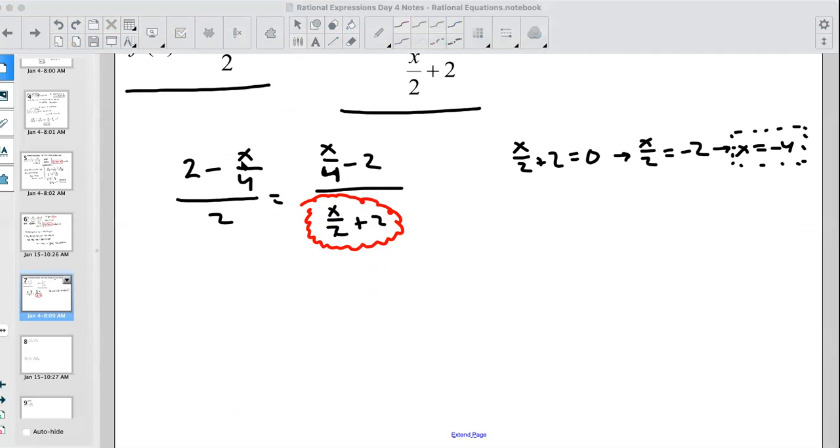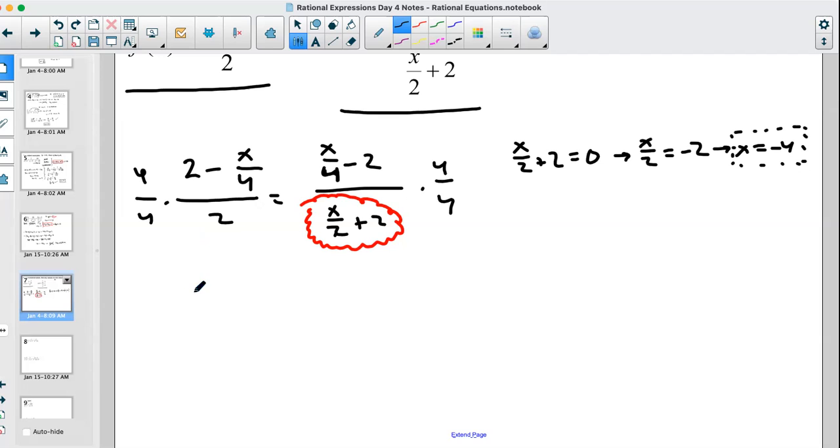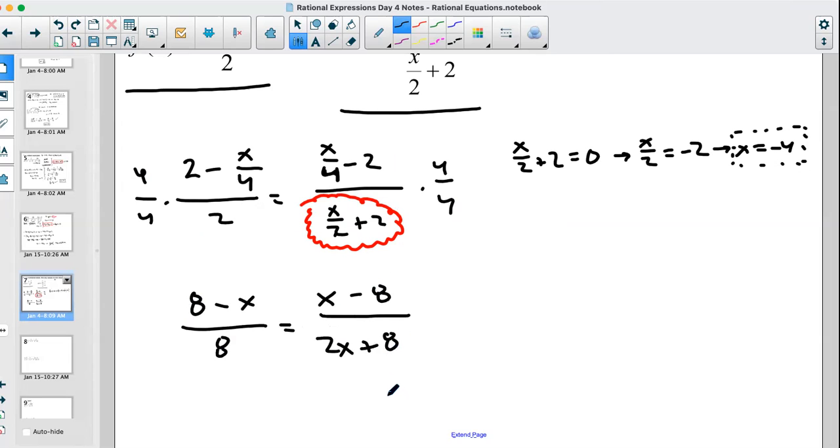So if I look at this first one, I can see that the common denominator is going to be 4. So I'll multiply the top and bottom of this one by 4. And the same thing here. So 4 times 2 is 8. 4 times x over 4 is just x. That's going to be an 8 here. And 4 times x over 4 is x. 4 times 2 is 8. 4 times x over 2, well, 4 divided by 2 is 2 times x is 2x plus 8. So now the question is, are there any answers to this that worked where x does not equal negative 4?